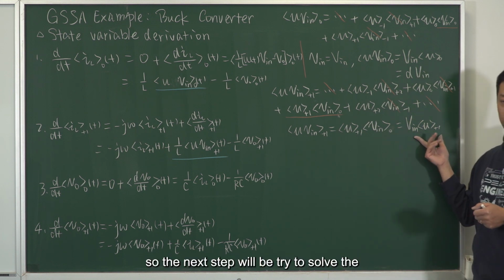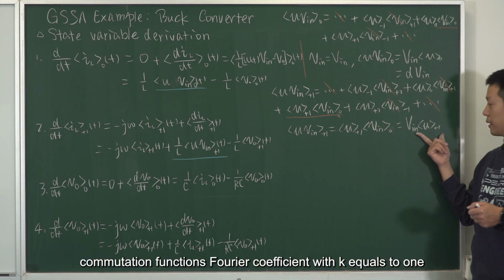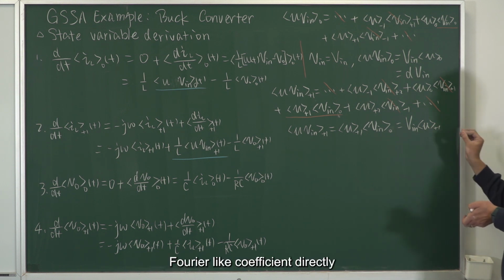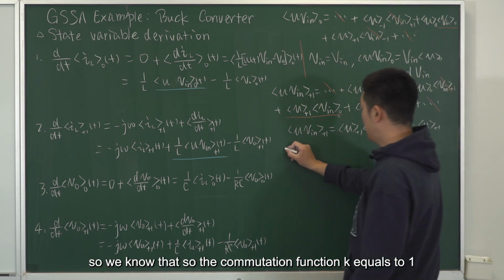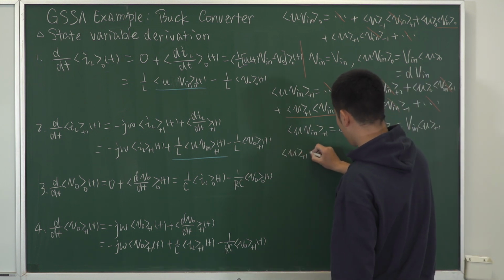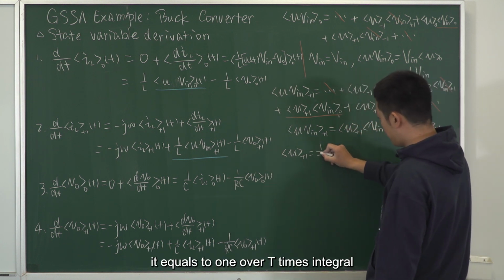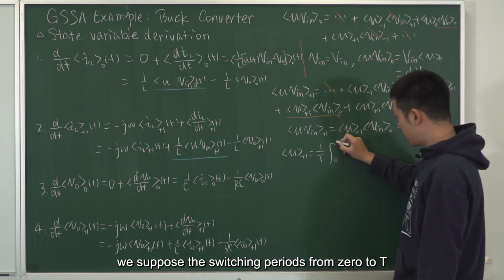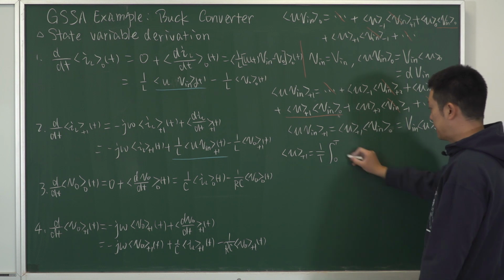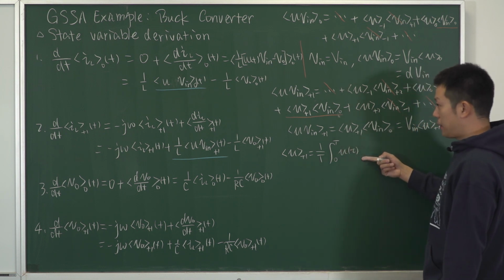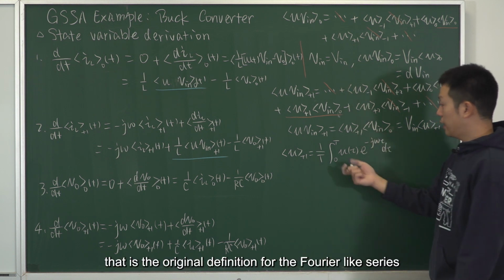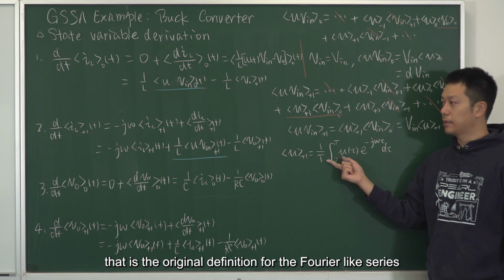So the next step will be to try to solve the commutation functions for real coefficient with k equals to 1, right? So we use the definition for the Fourier-like coefficients directly. So we know that for the commutation function k equals to 1, it equals to 1 over T times the integral over one switching period, right? We suppose the switching period is from 0 to T. And u(tau) e to the minus j omega tau d tau. That is the original definition for the Fourier-like series.